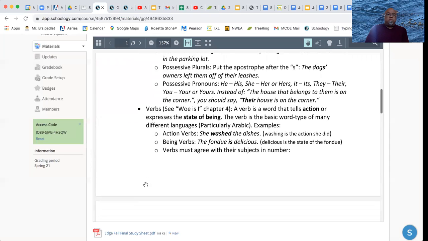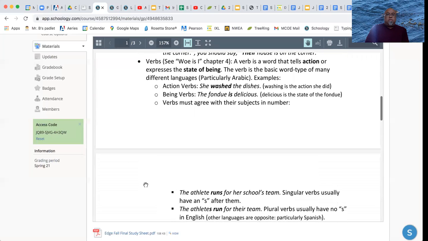Continuing on, let's learn about verbs. In What Was I, chapter 4, it goes into more detail about verbs, so you can peruse through that chapter. A verb is a word that tells action or expresses a state of being. The verb is the basic word type in many different languages, particularly in Arabic, also in Hebrew.